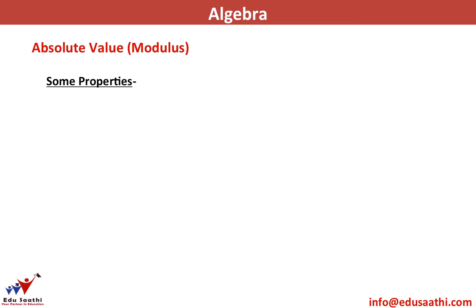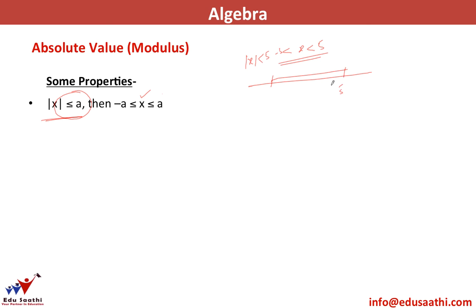There are some properties that I need to remember whenever I am dealing with the modulus function. One is if mod x is less than a. So it's an inequality that I'm now entering into. Then x is between a and minus a. So if you have something like mod x less than 5, x would be between 5 and minus 5. If mod x is greater than a, then x would be either less than minus a, or greater than plus a.